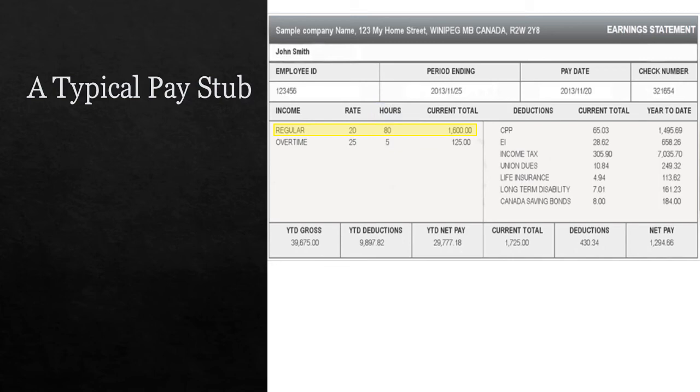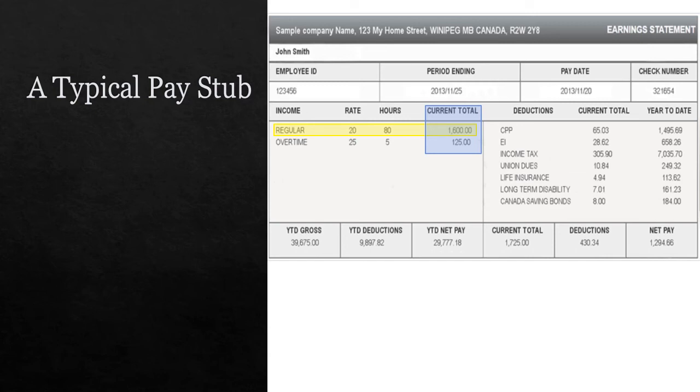And now for the big question, the current total. When we say current total, what we're talking about is how much he is actually getting for this pay period. What's the total number of dollars that he's going to get? Here we can see that for his regular hours, he's getting $1,600. That's really simply multiplying the $20 he gets per hour times 80 hours, which gives us $1,600.